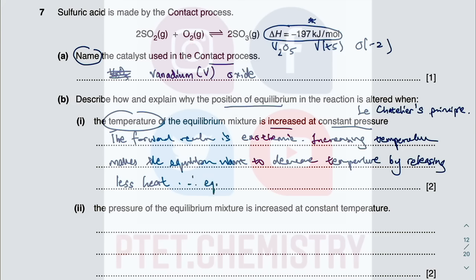Therefore, equilibrium position, because they want the position, right? Shift to the left. When you shift to the left, it favors the backward reaction.